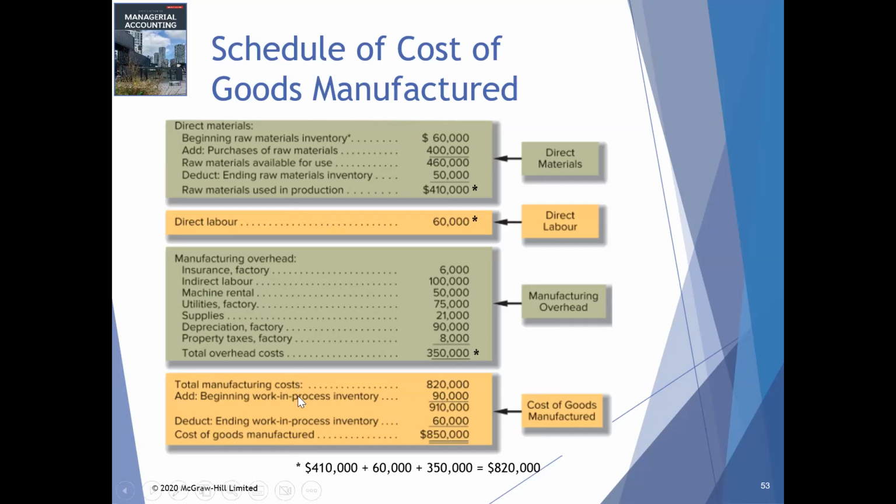Now, total manufacturing costs are here. Now we will add the beginning work in progress inventory at the starting, and the closing stock, meaning ending work in progress. In the factory, some material is there at the beginning, some material at the end. In the beginning we will add, in the end we will subtract, then the remaining amount will be the cost of goods manufactured.